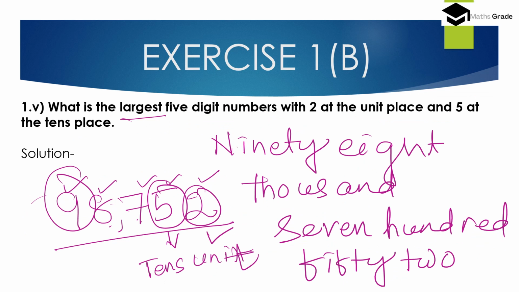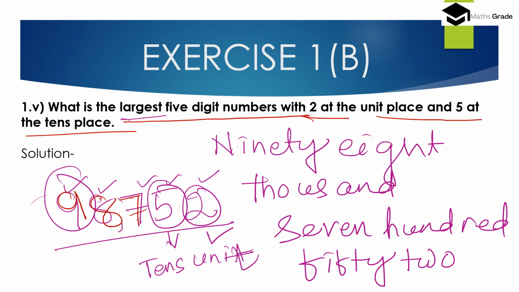Now we solve question number 50. What is the largest 5-digit number with 2 at the unit place and 5 at the tens place? Largest 5-digit number, so the largest digit is 9. Then after 9, the second highest will be 8, then 7. And we have to place the 5 at the tens place and 2 at the unit place.